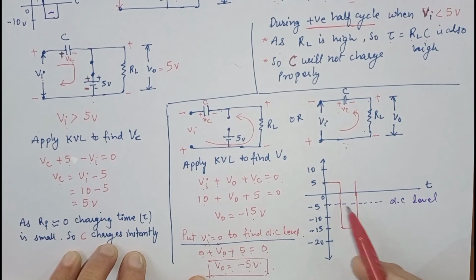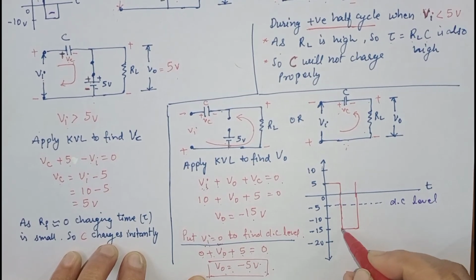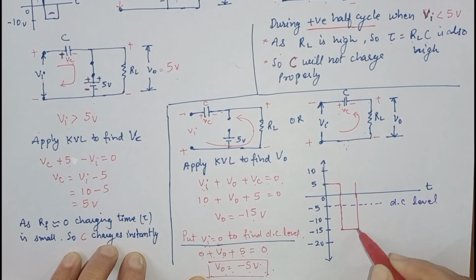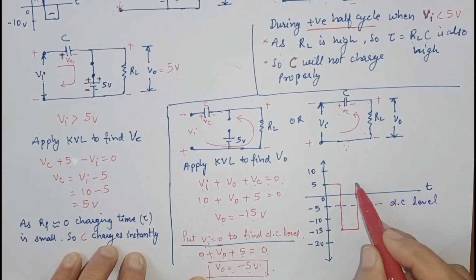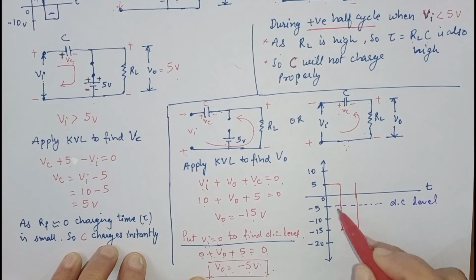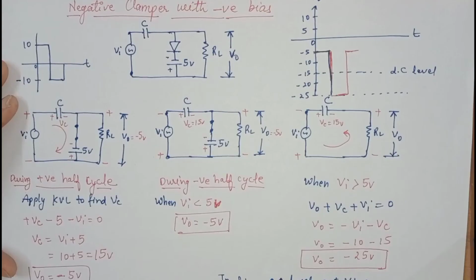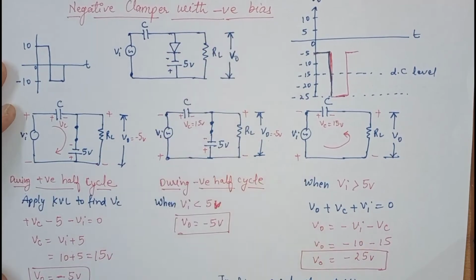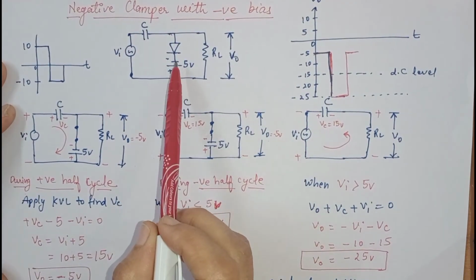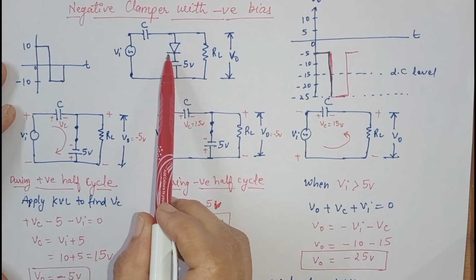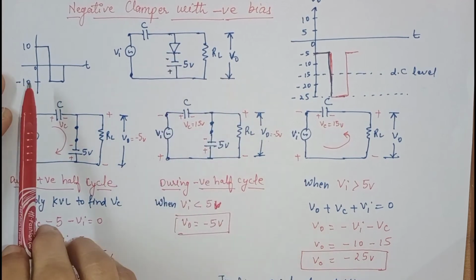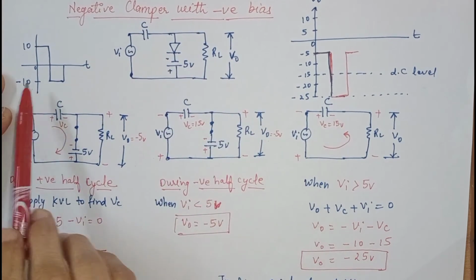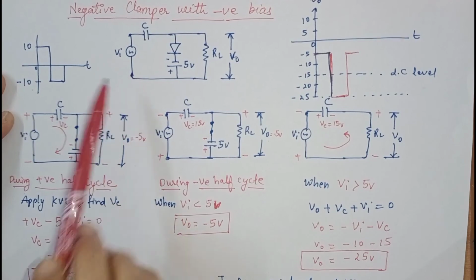So now the output goes up to 15 volt and then the cycle repeats. Then this cycle repeats in the same manner. Now we will discuss negative clamper with negative bias. In case of negative bias, we will connect the negative terminal of the battery with this N region and we will apply this input signal at the input of this circuit.